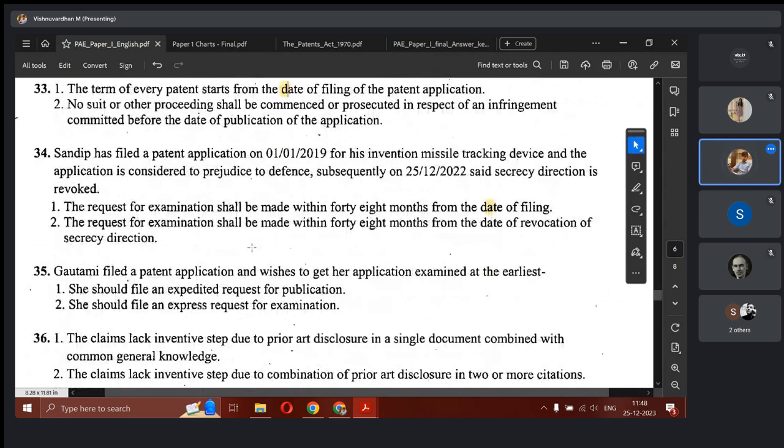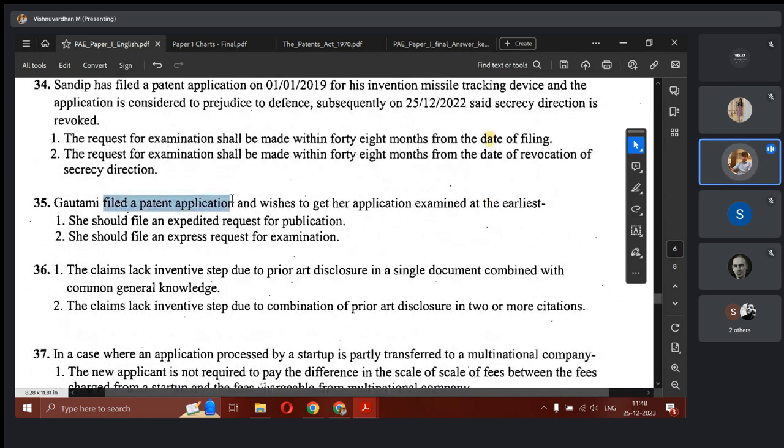Okay, so cool. Apart from that, Gautami filed a patent application and wishes to get her patent application examined at the earliest. Okay, so you'll have to file for expedited examination. She's a female, so she's already eligible. She should file an expedited request for publication. She should file an express request for examination. Okay, so she has filed a patent application. She wants to get her application examined, but for examination you need to get the publication also, right? So she should file an expedited request for publication. She should file an express request for examination.